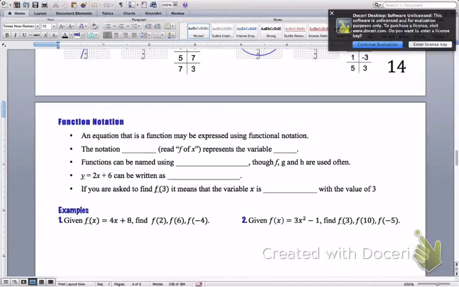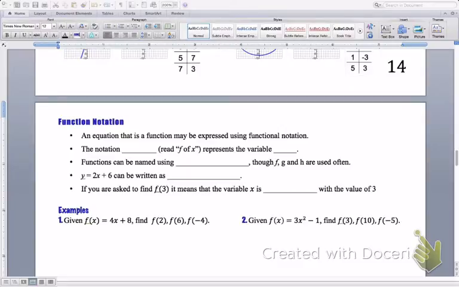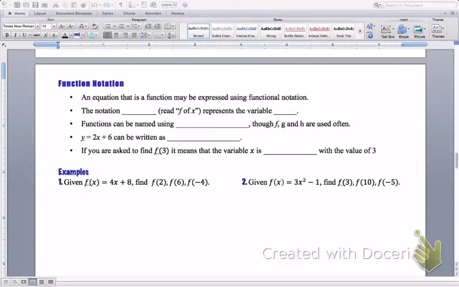So let's first go into what is function notation. And this is going to relate to yesterday's lesson, which was on evaluating or solving for a given value based on x equals 7 and y equals 9 or something like that. So let's go ahead and get our definitions down. Function notation: an equation that is a function may be expressed using this type of notation.